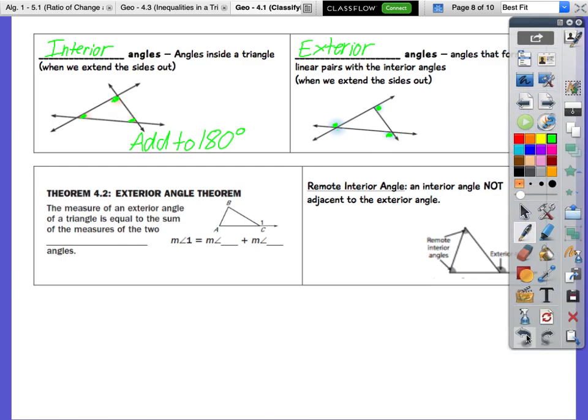Wait, what about the one on the opposite side? Ah, so what about if we did, are you saying like this one?